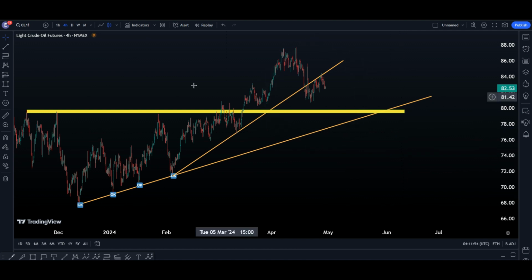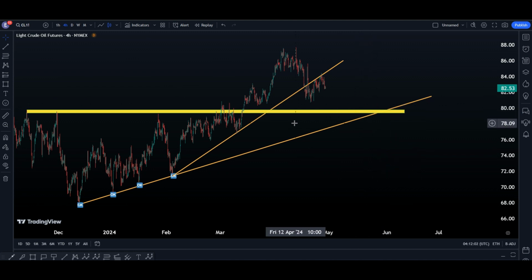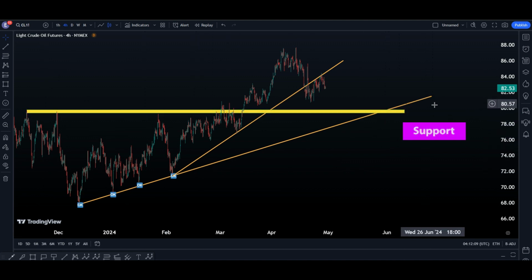in next few days, maybe market can touch here this support, static support plus this trend line.